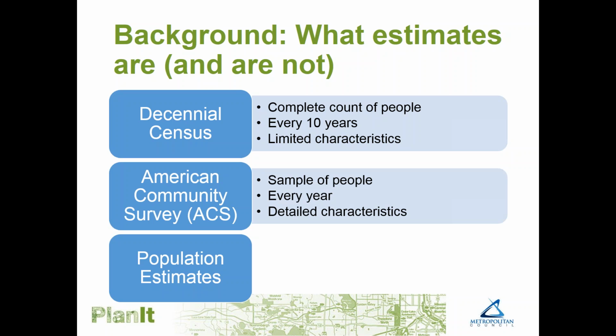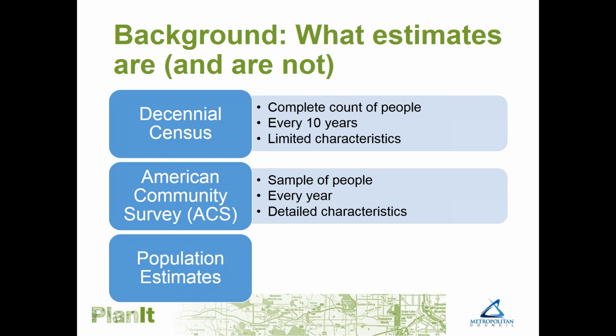Second, the American Community Survey, or ACS for short, gathers data from a sample of people every year. Its goal is not to find out how many people live in a given area, but to find out what kind of people live there. This is our main source of data on the characteristics of the population, so things like educational attainment, income and poverty, housing costs, disability status, veteran status, and many others.